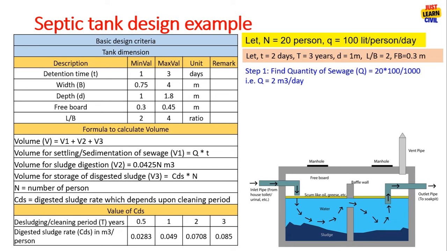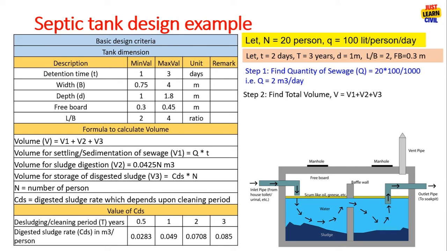The first step is to find the quantity of sewage. Now we have 100 liters per person per day. Multiply it with number of persons. Persons cancel, you will get liters per day. Then divide by 1000, you will get cubic meter per day. Now we know the quantity of sewage in cubic meter per day. Step 1 completed.